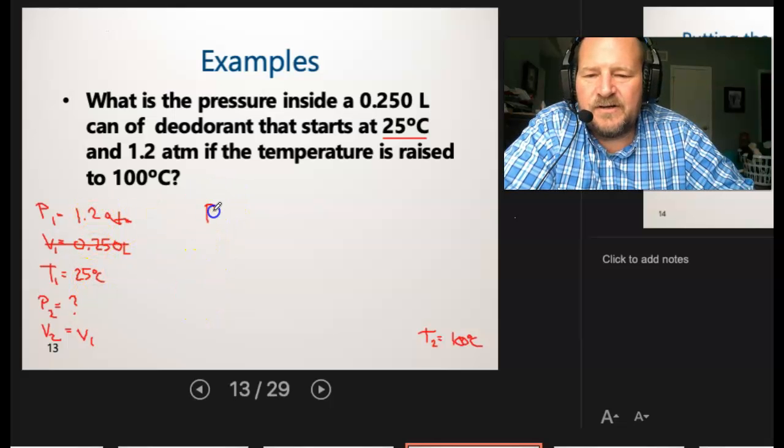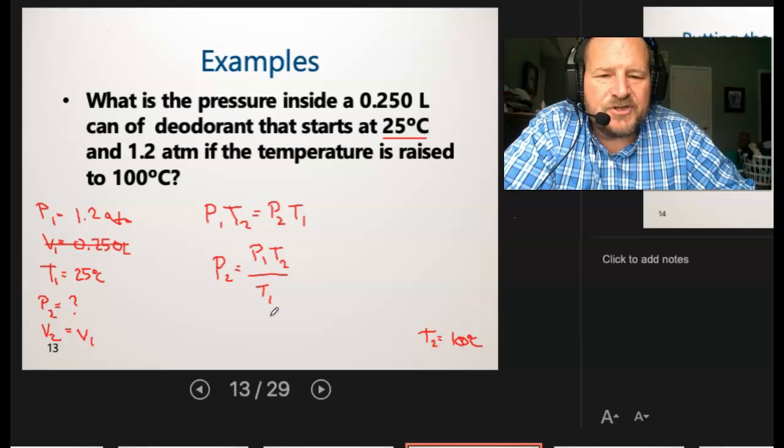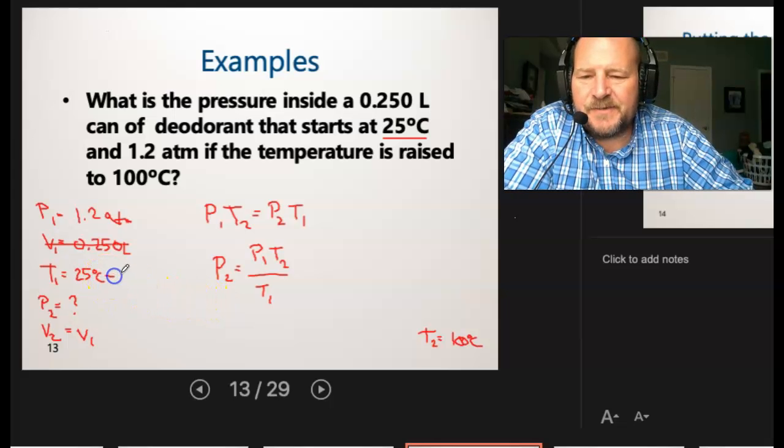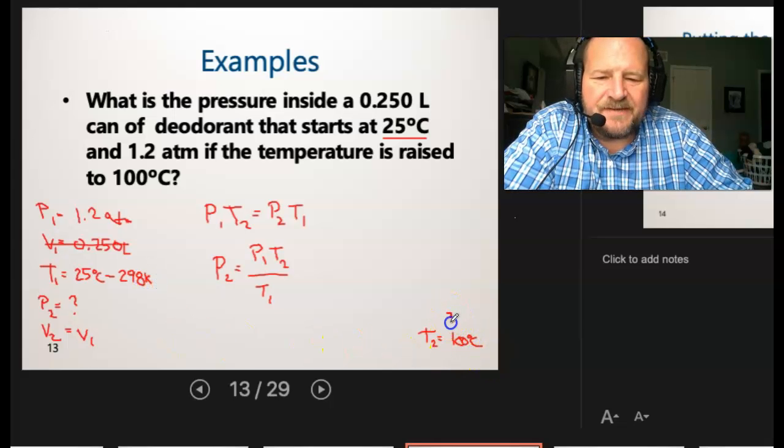So we're going to have P1 T2 is equal to P2 T1. And here I want to look for the final pressure. So P2 is going to be equal to P1 T2 divided by T1. Now remember, these temperatures, much like Charles' law, need to be in Kelvin. So this is going to be 298 Kelvin, and this one's going to be 373 Kelvin.